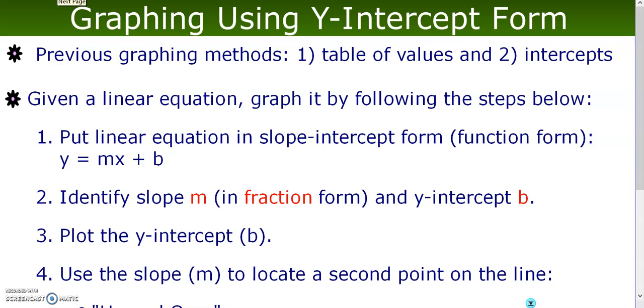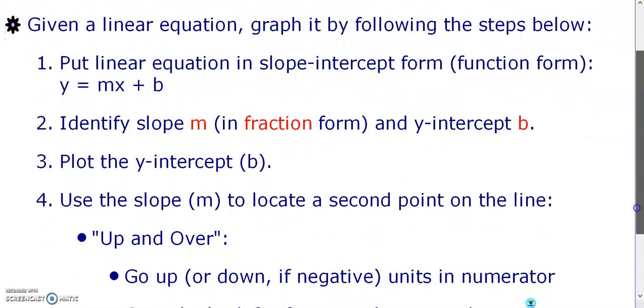If we're graphing using the slope-intercept form, or y-intercept form, all we have to do is look at our equation and graph the y-intercept first and then the slope. This is quicker than doing the table of values method or even the intercept method. That's what we learned first.